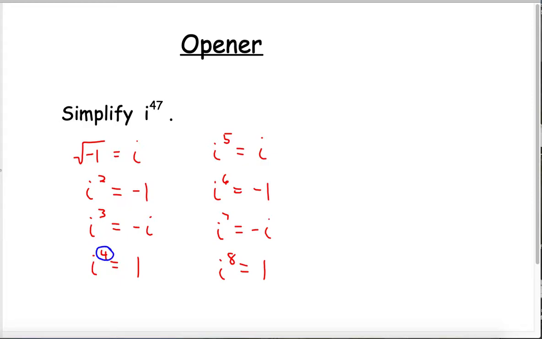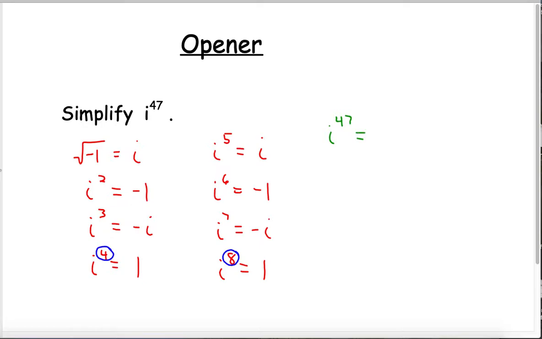So i to any multiple of 4 power is going to equal 1. For example, if I said what's i to the 20th, well, that's i to the 4th to the 5th power, and i to the 4th is 1, and 1 to any power is 1. So when our exponent is a multiple of 4, it's going to equal 1. So now we are finally ready to answer the question, what is i to the 47th?